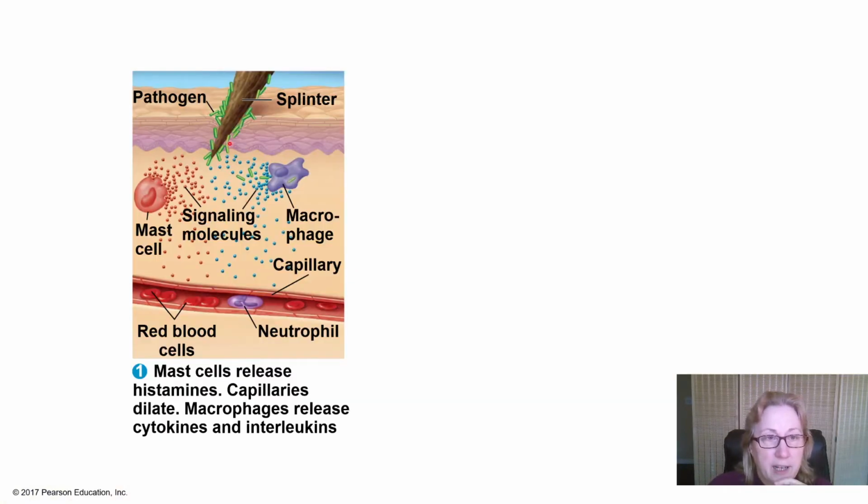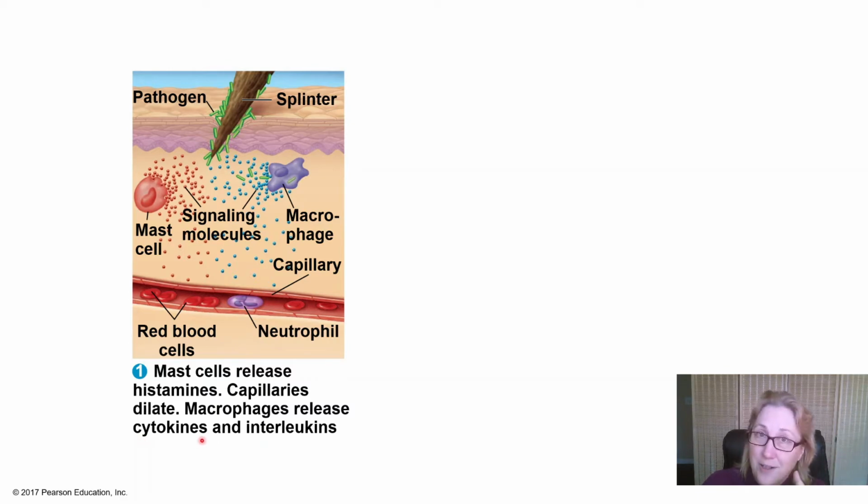So here we have a little wooden splinter penetrating through the skin layer. Of course, a splinter is going to have bacteria on it because everything has bacteria on it, unless it just came out of a sterile package like a syringe at the doctor's office. So skin is penetrated. Mast cells are going to release histamine. Macrophages that are in the area are going to react to detecting bacterial proteins and DNA and RNA and start to release cytokines and interleukins.